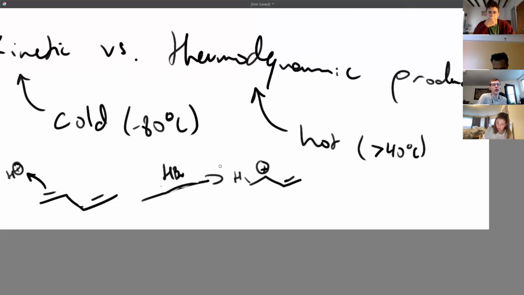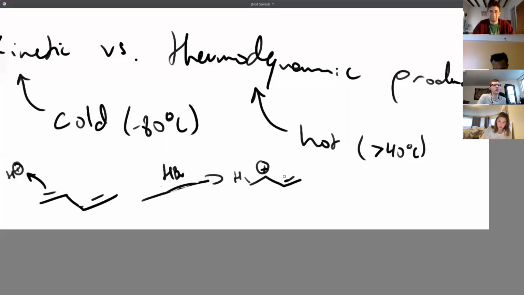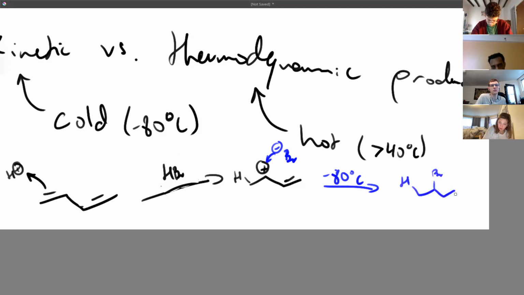Well, we can do two things here, right? We can choose to move this double bond, or we could just attack right now with the bromine. So let me pick two different colors. I'll pick kinetic will be blue because it's cold. So the first thing we could do is just, opposites attract, I guess, right? So the bromine will go and just fill in. And so we'll wind up getting this product.